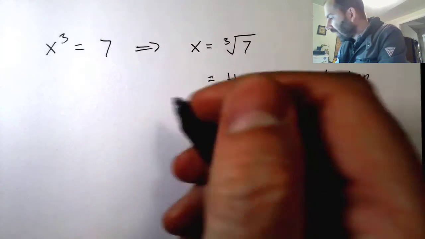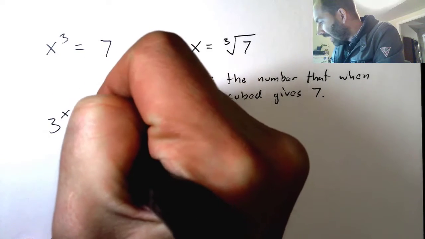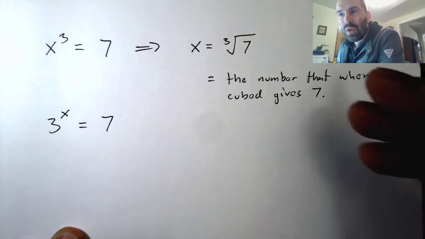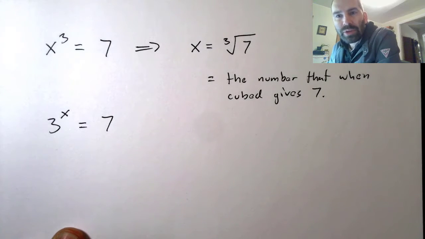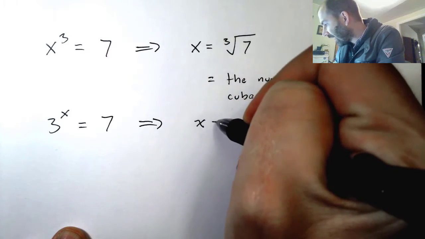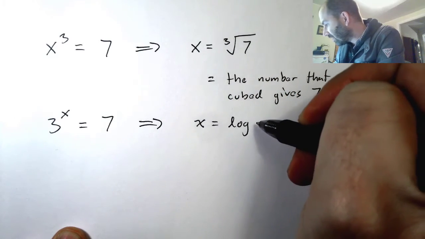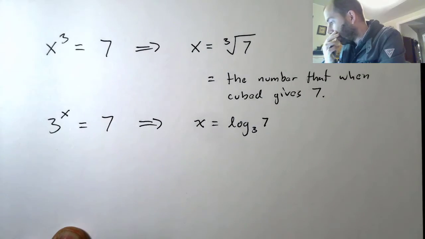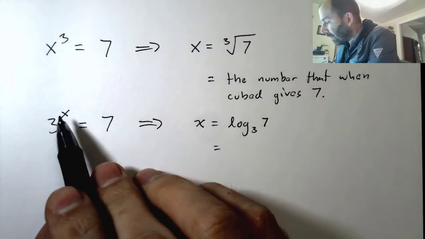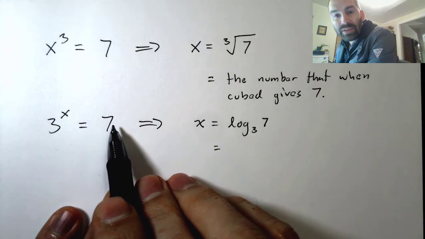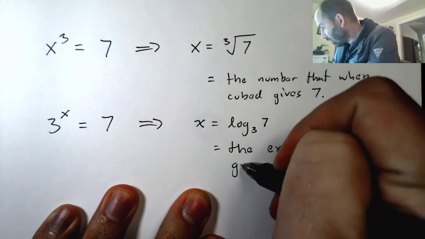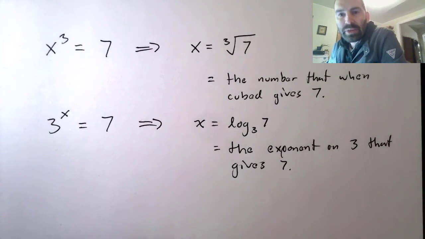Okay, well, what if I gave you the equation 3 to the x equals 7? How are we going to solve this? Well, this is where logarithms come into play. I'm going to go ahead and tell you the answer. It's x equals log base 3 of 7. And so what does that represent? It's the exponent on 3 that gives 7. That's what x is, right? x is an exponent on 3 and it produces 7.